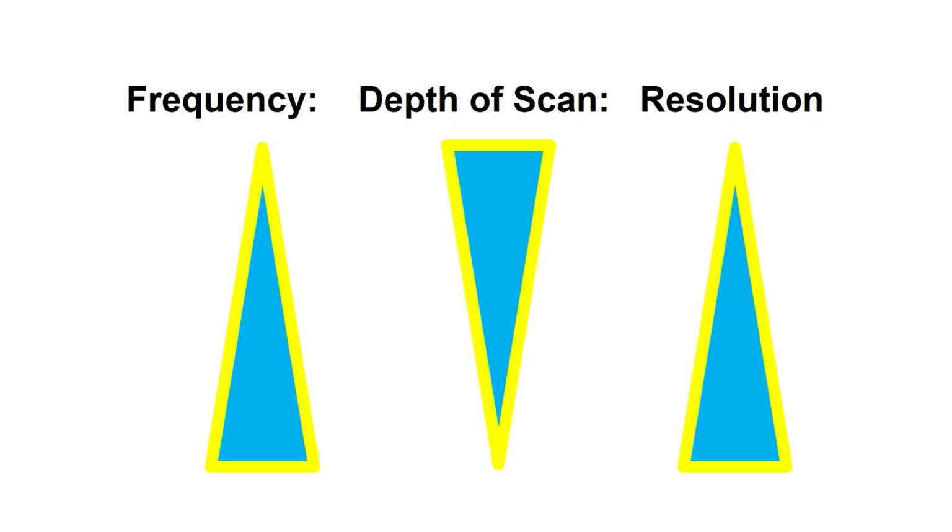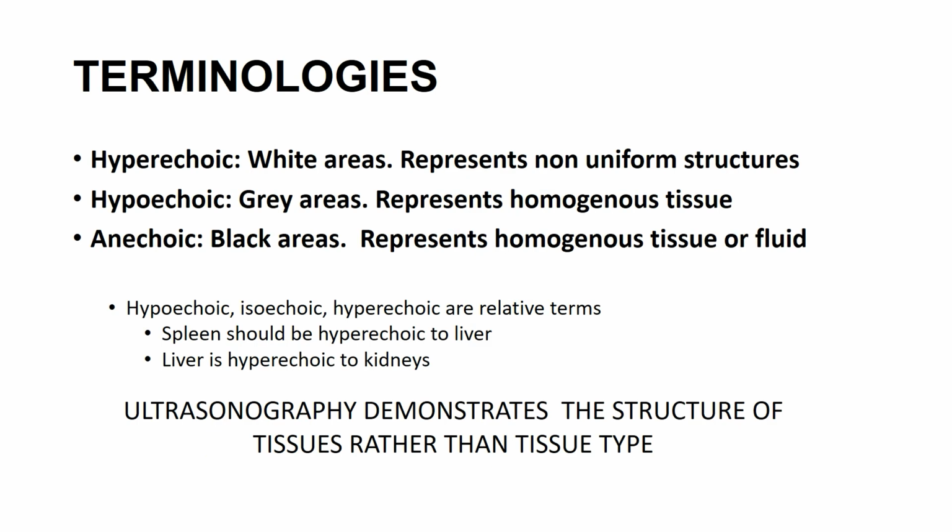So, when the frequency of the transducer is increased, that means the depth of the scan is decreased, while the resolution of the ultrasonography is increased. So, these three arrows are denoting the frequency, depth of the scan and the resolution.